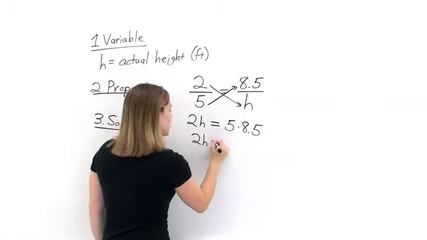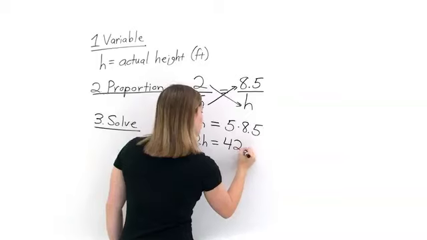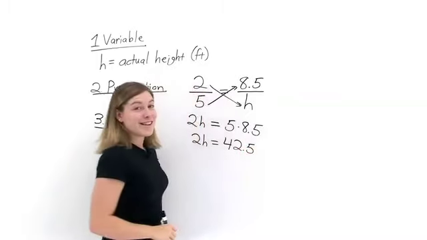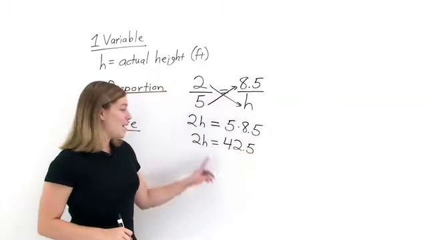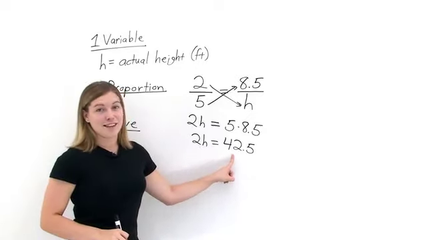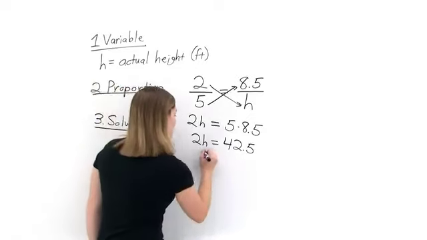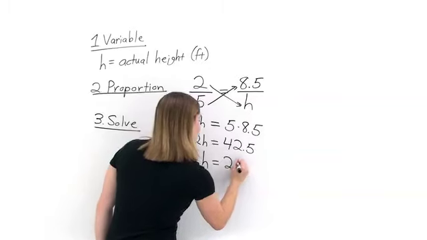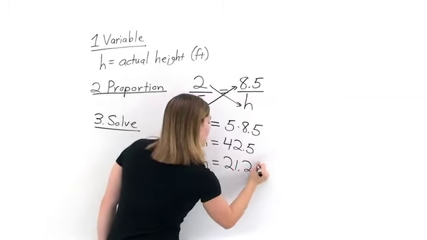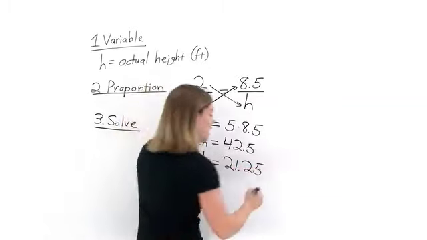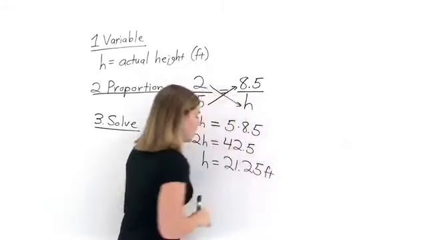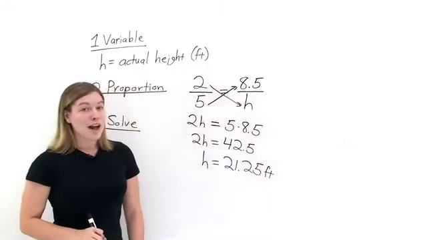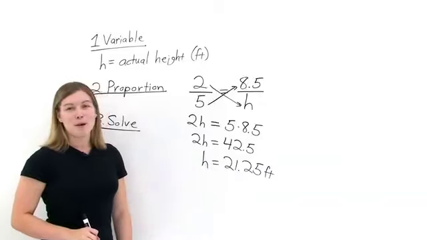When we do, we get 2h equals 42.5. To solve for h, we need to divide by 2 on both the left and right-hand sides of our equation. We'll get h equals 21.25. And since h is in feet, we write feet. That means that the actual height of the house is 21.25 feet.